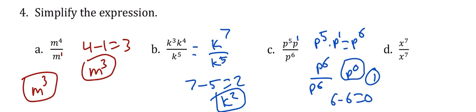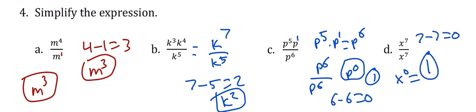Same idea here in part D. We have x to the 7th over x to the 7th. We're just going to get 1, because 7 minus 7 equals 0. X to the 0 equals 1.